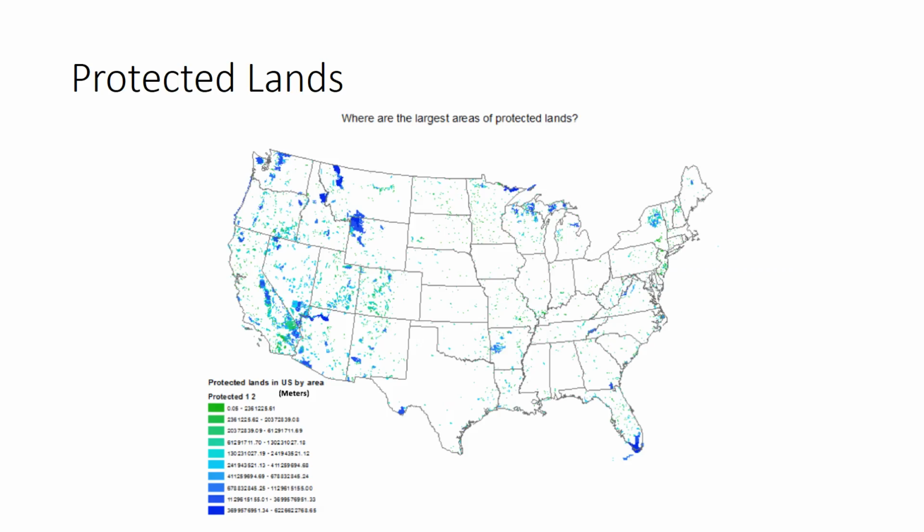This is a map showing protected lands in the United States, and they are both small and large protected lands in meters by area. And as you can see in those darker blue purplish areas, most of the protected lands are in the west, and that's because they are governmental lands. And lands in the southeast are actually private lands, so that's why they're not showing up on the map.